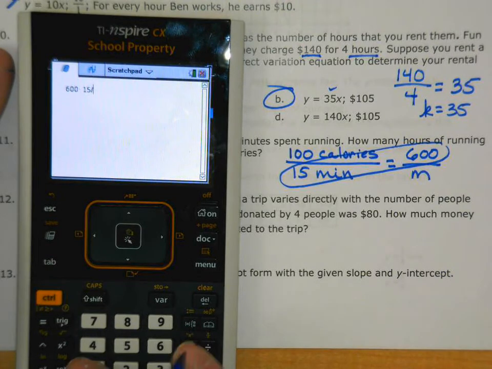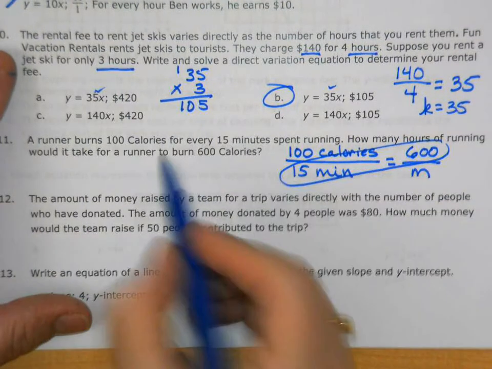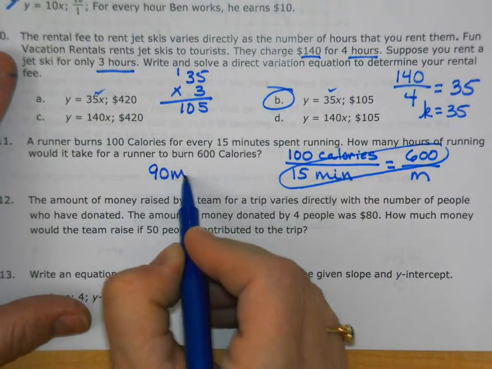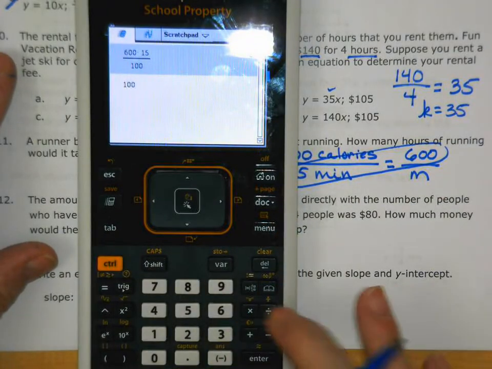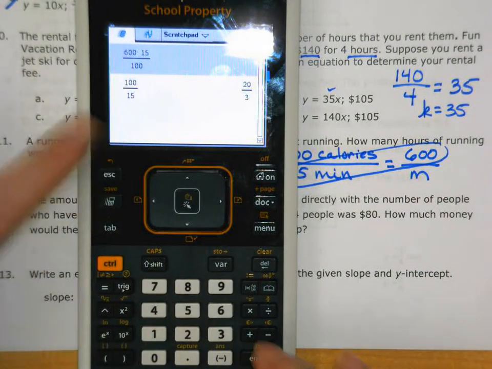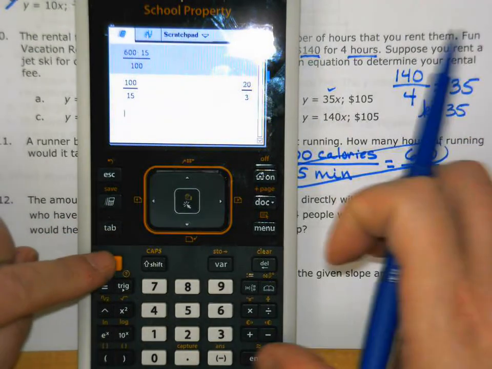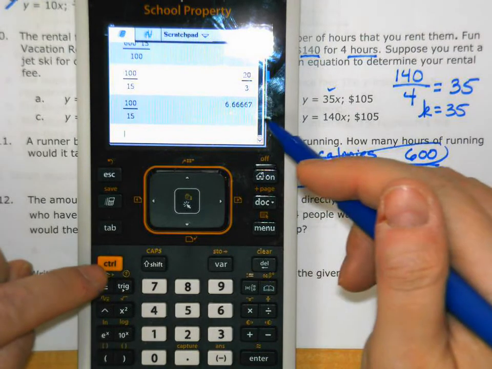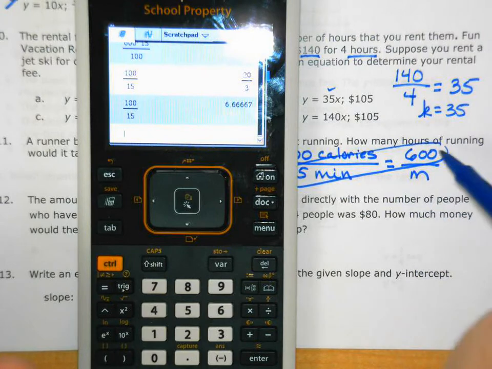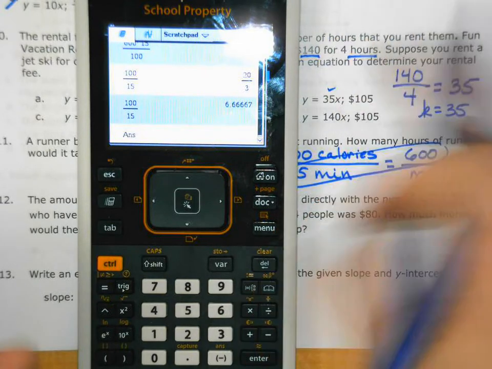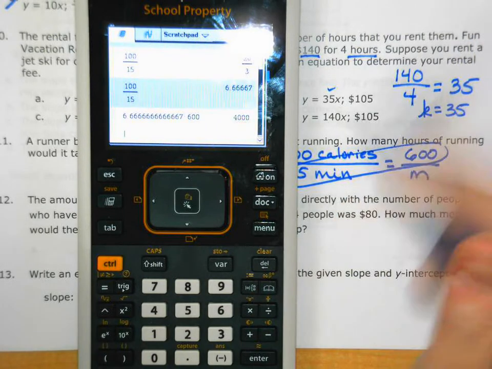I think that looks better, yeah. 600 times 15, and then divide by 100, which is going to give me 90. So my answer is 90 minutes. Now again, I could have figured it out by doing 100 divided by 15 and getting my unit rate, which would be 20 over 3, which if I go Control Enter, it'll tell me what it is exactly.